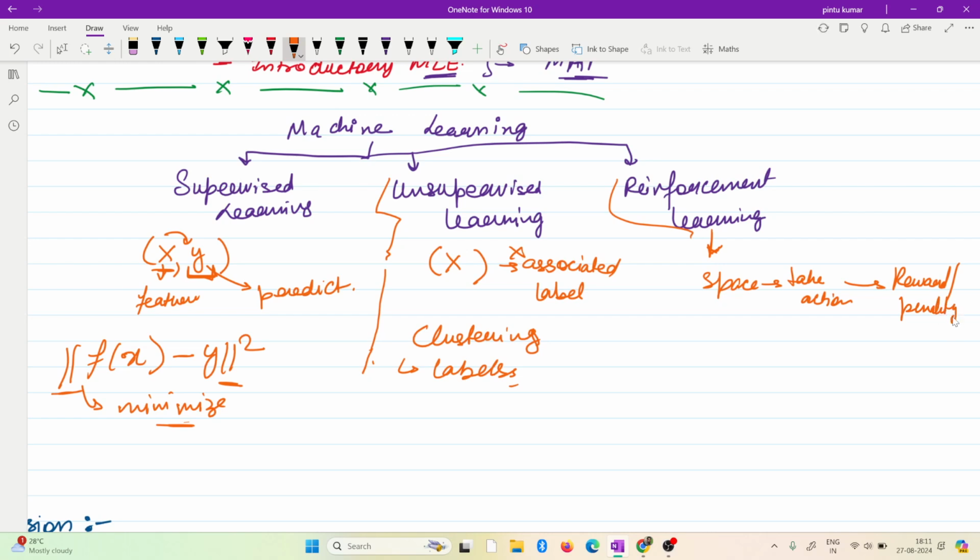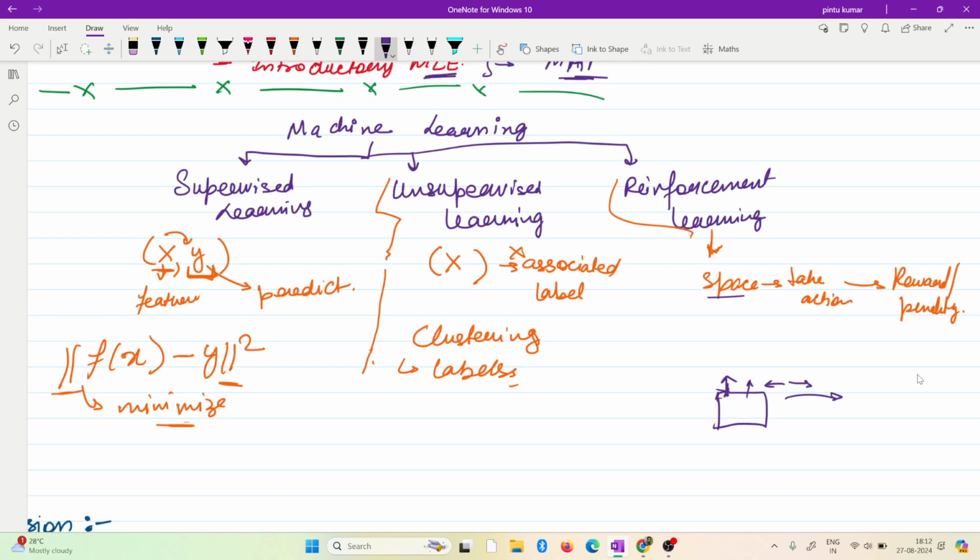For example, how do you train a self-driving car? Currently your car will be in some state or some space. On the basis of that, it will take some action. It has options to keep going straight, apply brake, take left, or take right. Whatever action it takes, based on that, it will get some reward or penalty.